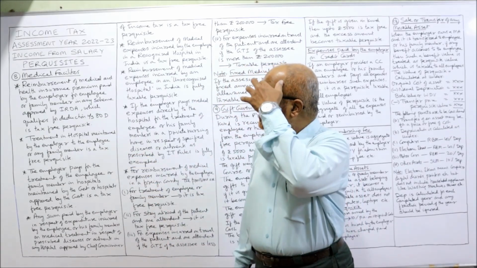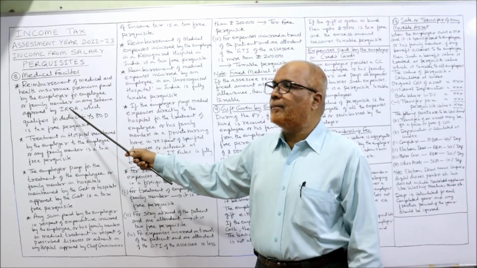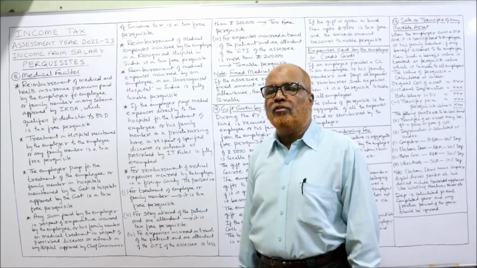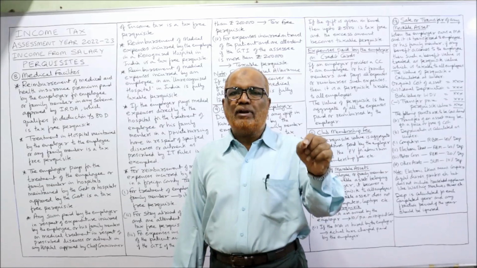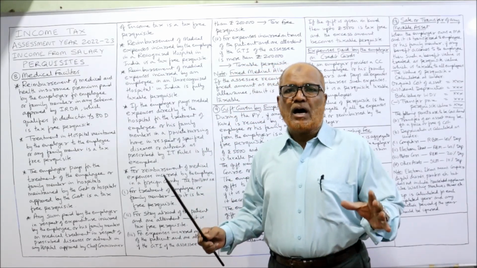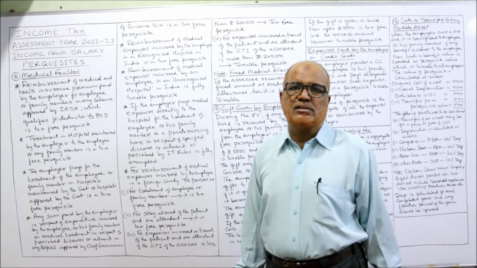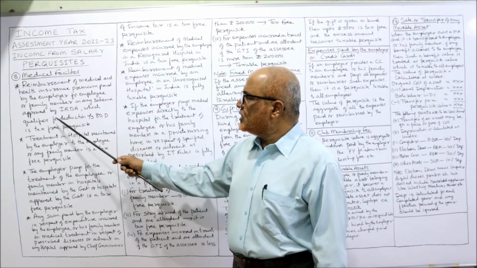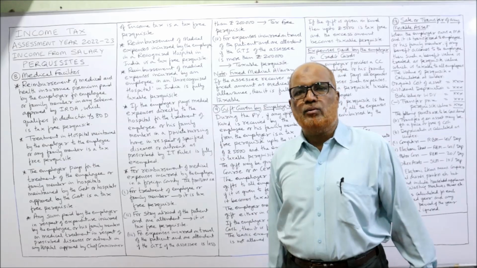Now first one, reimbursement of medical and health insurance premium paid by the employer for the employee or family member in any scheme approved by IRDA, the Insurance Regulatory Development Authority. IRDA is the authority for controlling and managing insurance in India. So any scheme approved by IRDA which qualifies for deduction under section 80D is a tax-free perquisite.